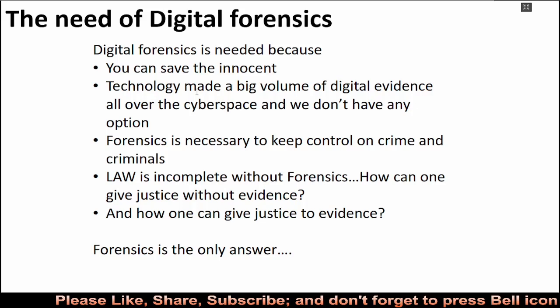Just consider that you go into some premises and you see CCTV cameras are there, or you simply read the notice that this premises is under CCTV camera. You automatically start behaving like a good girl or a good boy, because you know someone is watching me. That is human tendency, and forensics is just that. So is forensics required? It is needed to save the innocent, but it is also required to keep control on crime and criminals.